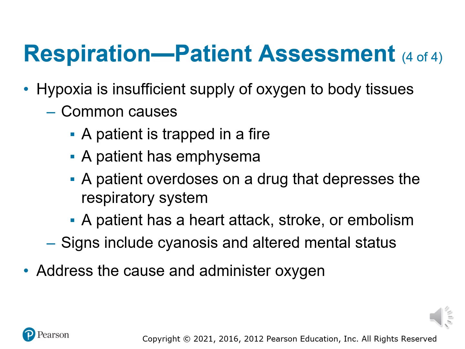Hypoxia is insufficient supply of oxygen to the body tissues. Common causes include a patient is trapped in a fire, a patient has emphysema, a patient has overdosed on a drug that depresses the respiratory system, or the patient has had a heart attack, a stroke, or an embolism. Signs include cyanosis and altered mental status. You want to address the cause and administer oxygen immediately.